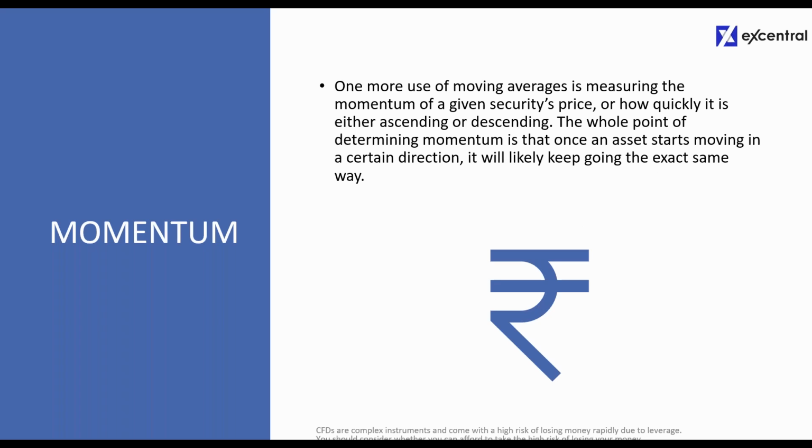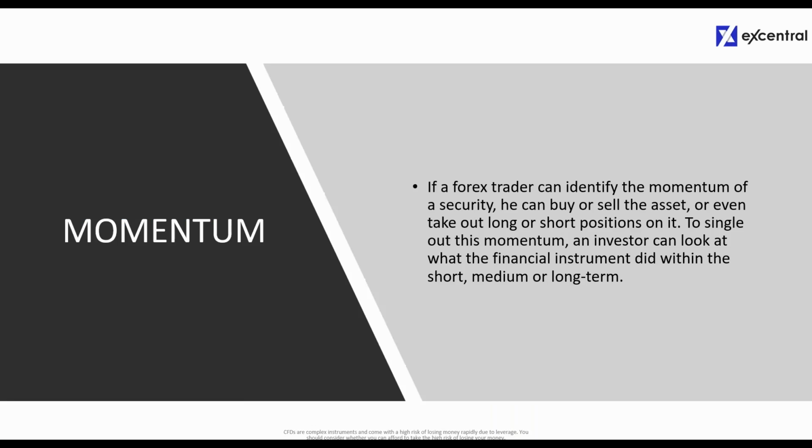One more use of moving averages is to measure the momentum of a given security, or how quickly it's either ascending or descending. The whole point of determining momentum is that once an asset starts moving in a certain direction, it will likely keep going in that same direction for a while. If a trader can identify the momentum of a security, he can buy or sell the asset, or even take out long or short positions. To single out this momentum, an investor can look at what the financial instrument did within the short, medium, and long term.